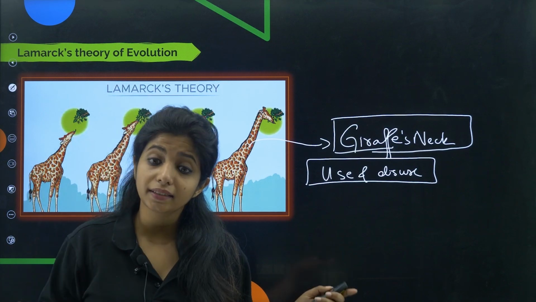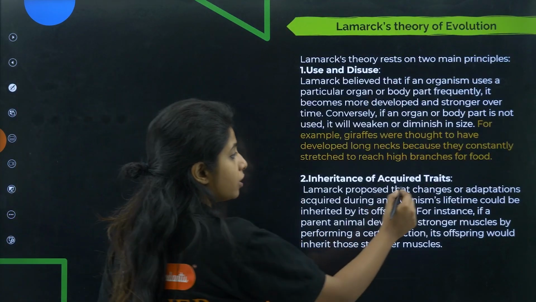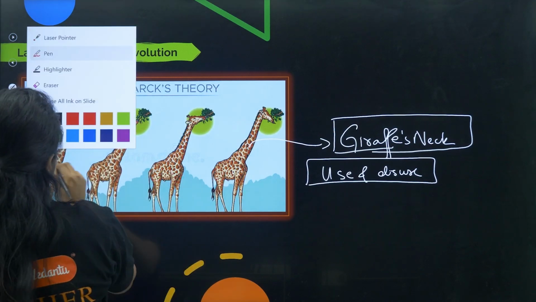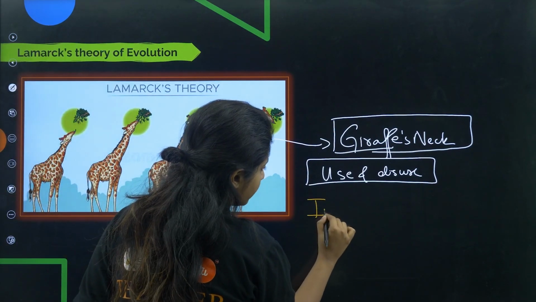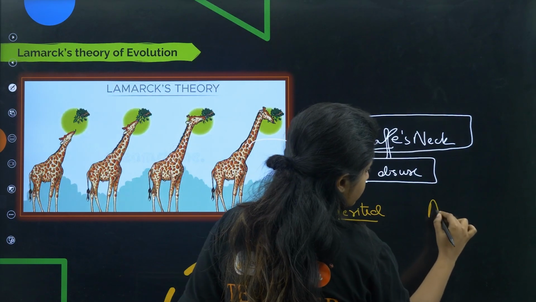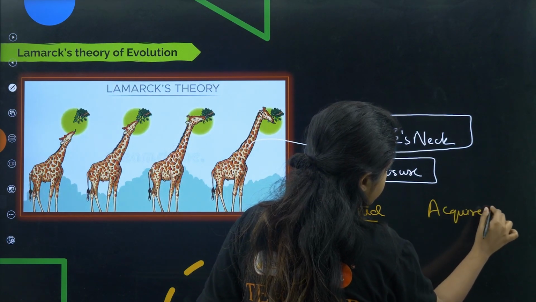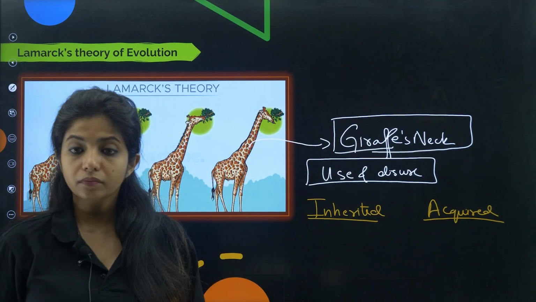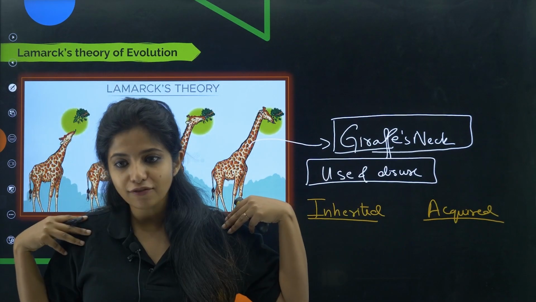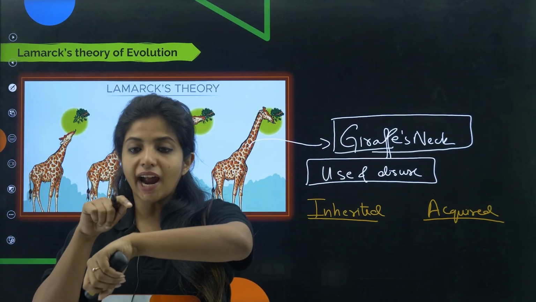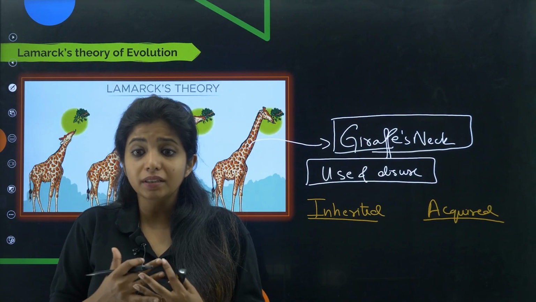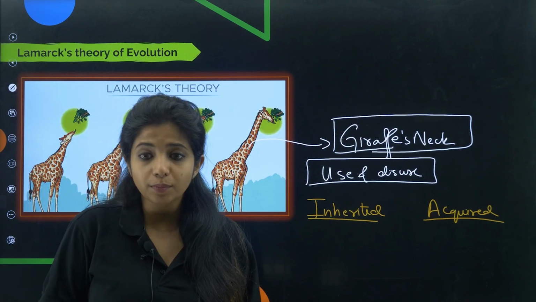That was okay. But the second thing that he put down was inheritance of acquired traits. What do you mean by acquired? There are two different types of traits, my dear little children. One type of trait is inherited and the other one is acquired. For example, an inherited trait is that I have skin. Now, if I put a tattoo on my skin, this is acquired. This is something I am acquiring through my lifetime. This is not something that I am getting from birth.